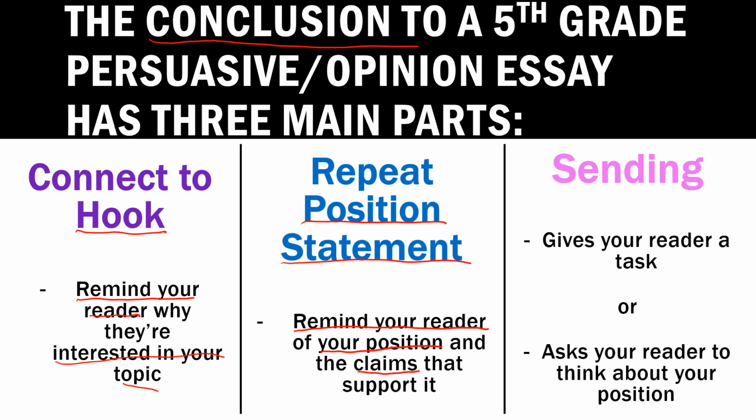After you do those two things, the last piece is called ascending. That's the new part. That's the thing that really makes your conclusion different from your intro. Ascending basically means you're either giving your reader a task, you're saying, hey, go do this, or you're asking your reader to think more about your position. You might say something like, I hope next time you'll consider whatever it is you're trying to prove. So you're going to either end by telling your reader, go do something, or go think about something.